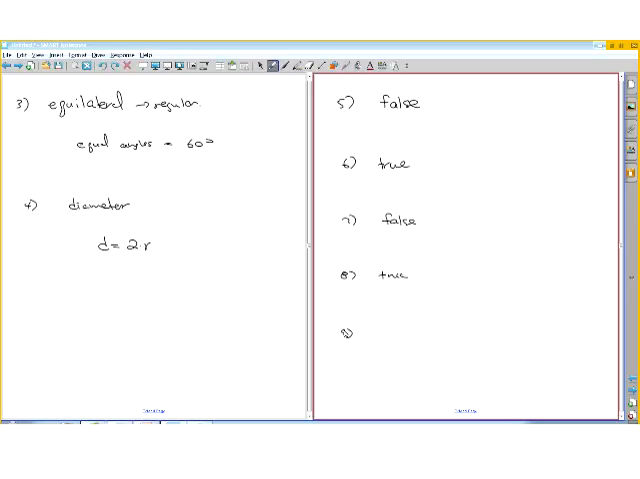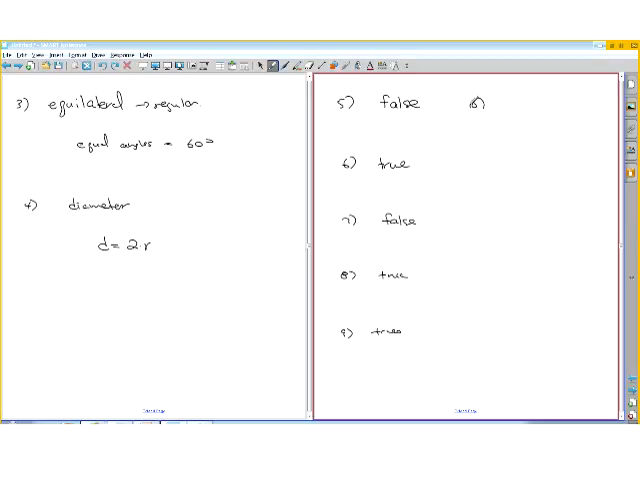Number 9 says a square must be a rhombus. So again, looking at page 459, a rhombus is a parallelogram with all sides having equal length. So yes, a square fits those requirements. It is a parallelogram, and it has sides with all equal length. The square has a special case that all angles are 90 degrees, whereas a rhombus, two of the angles are the same. Two of the 4 angles are the same. So number 9 is true.